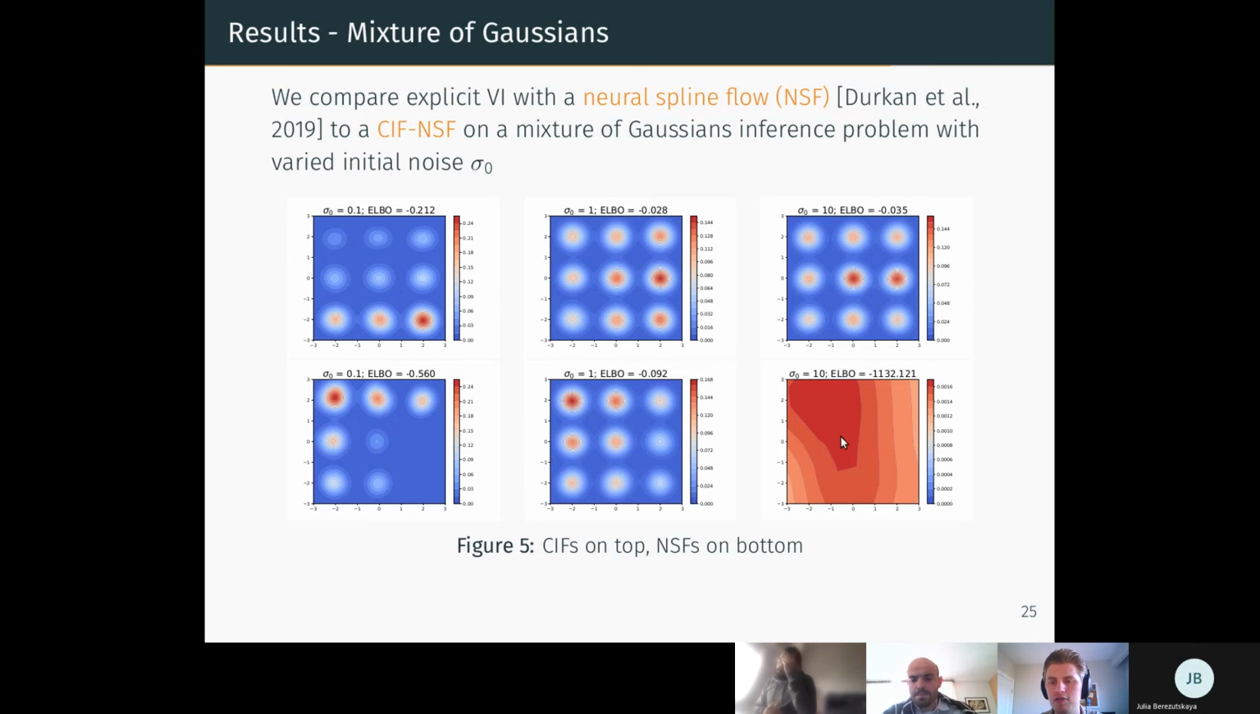And then in the large noise regime, it's just totally unstable, whereas the CIF covers all modes in all cases. It doesn't cover the modes perfectly here, but the ELBO is higher, so it indicates better performance. These two models are basically as well as you could expect to do on this kind of problem, so that's pretty promising, at least. This is a case where there's not much structure in the prior.